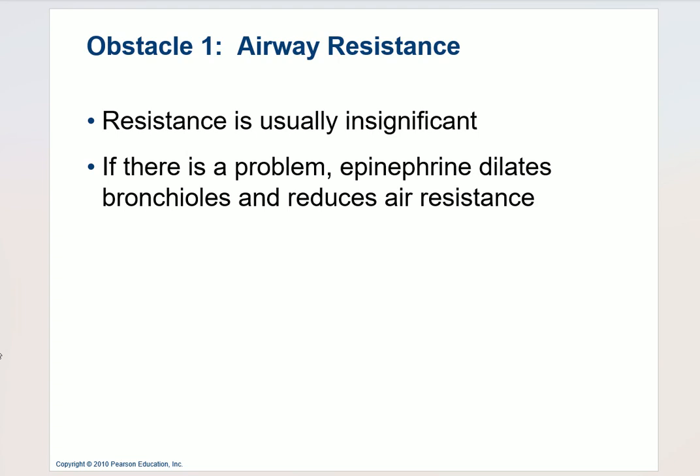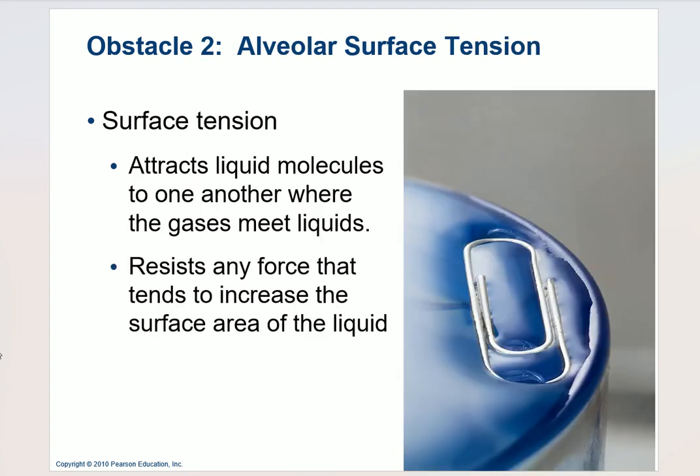So usually the amount of resistance in the lungs is pretty negligible. If there's a problem, epinephrine dilates the bronchioles and reduces air resistance. So if you have congestion and the bronchioles are tighter, your body would create epinephrine to open them back up. If it's too much for your body to naturally fix on its own, we go into something called anaphylaxis. So that's familiar, right? So bronchioles are so tight, there's no air going into the lungs.